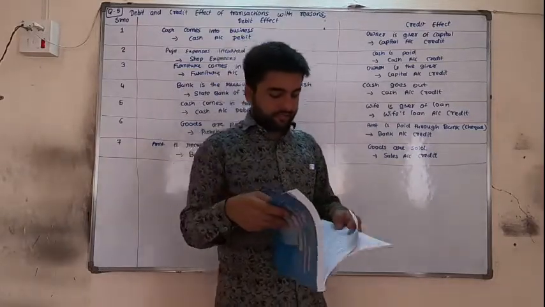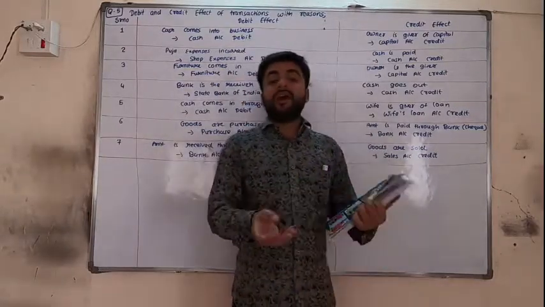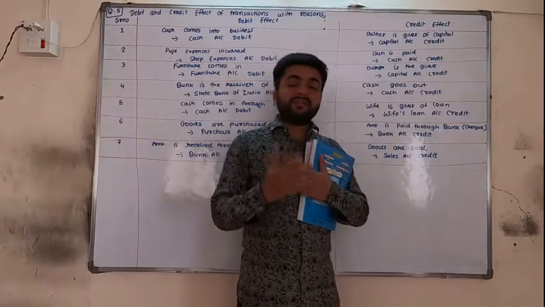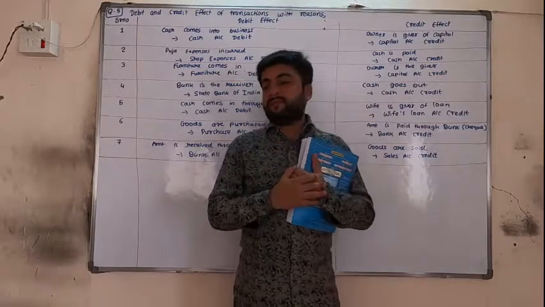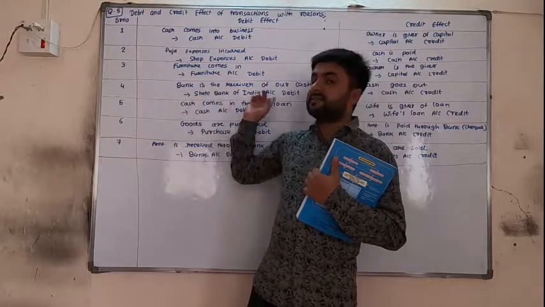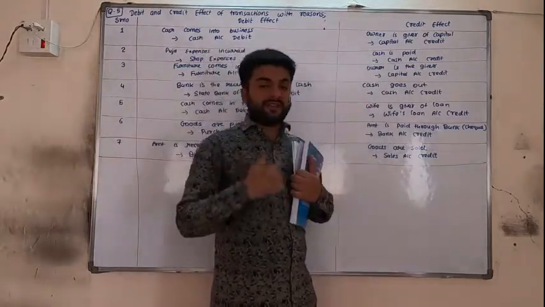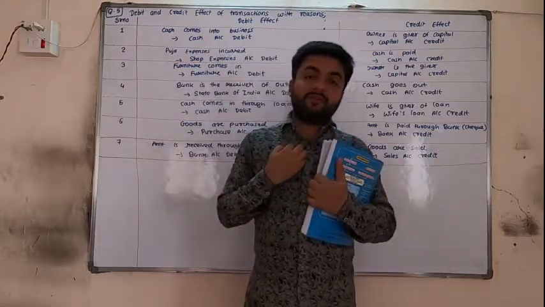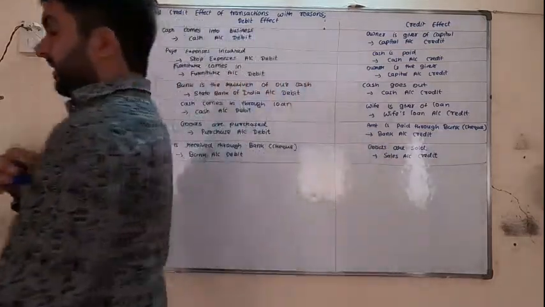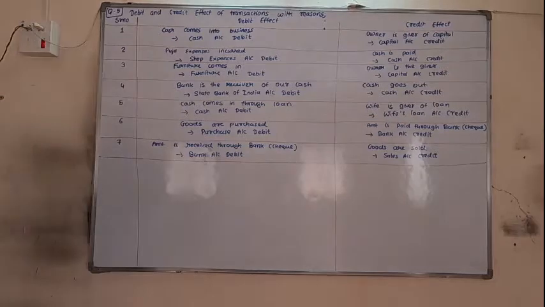Withdrawn 22,000 from the bank. We are withdrawing through the bank, so bank is the giver of our money. When we are depositing, bank is the receiver of our money. When we are withdrawing, bank is the giver of our money, so bank is credited. We are withdrawing for us, so cash is coming in, so cash account debit.